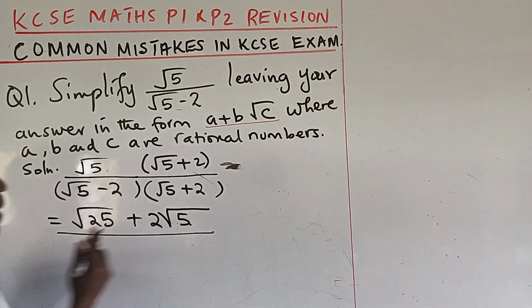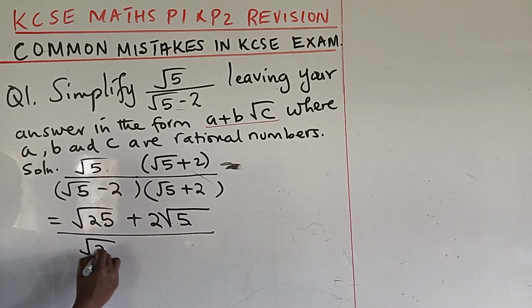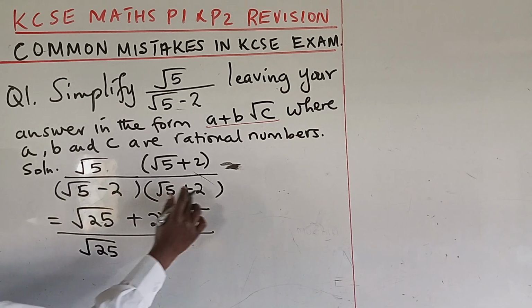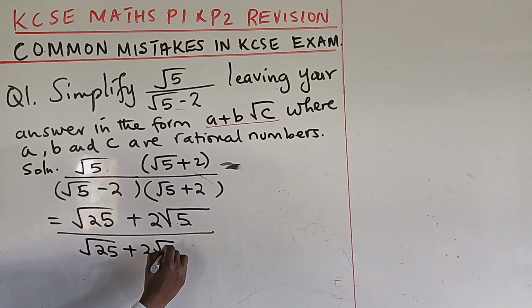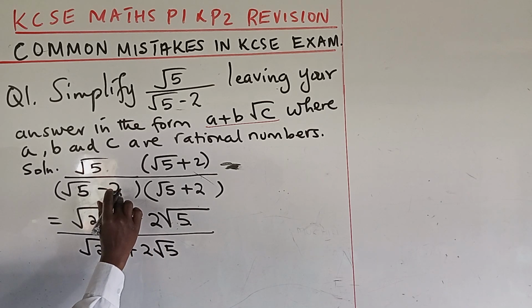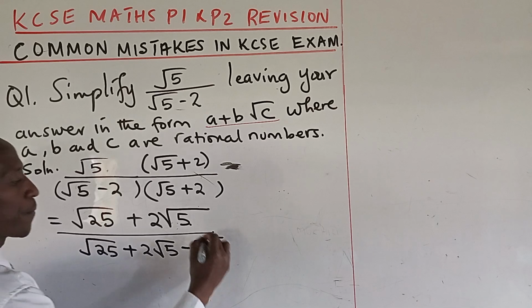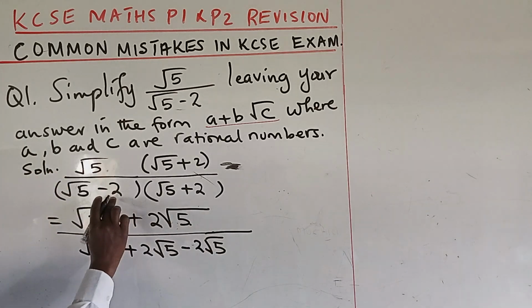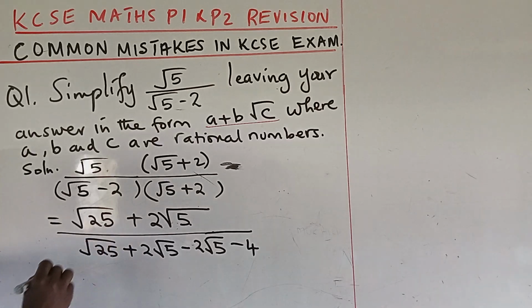On the denominator, root 5 by root 5 will give us root 25. Root 5 by 2, we get positive 2 root 5. That is negative 2 by root 5 is negative 2 root 5. And finally, negative 2 by positive 2 is a negative 4.